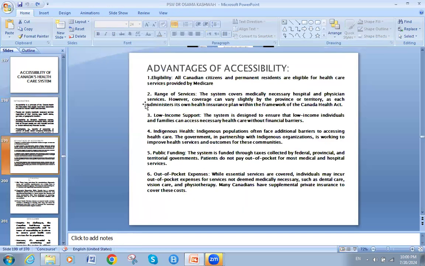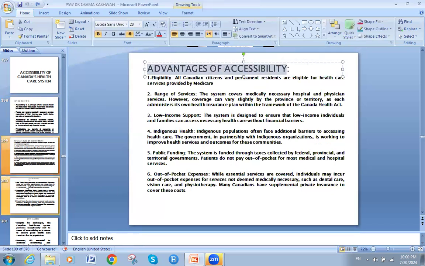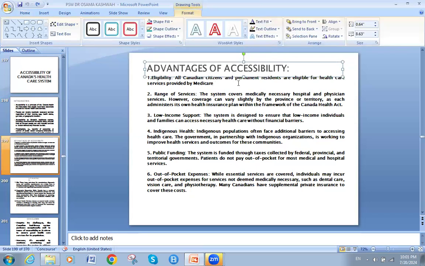If there are advantages for accessibility, yes, there are. Accessibility, we said, is the right to have medical coverage by the insurance. For example, here in Ontario, they call it OHIP, or the Ontario Health Insurance Plan. So here, the first advantage of accessibility is eligibility. All Canadian citizens and permanent residents are eligible for health care.